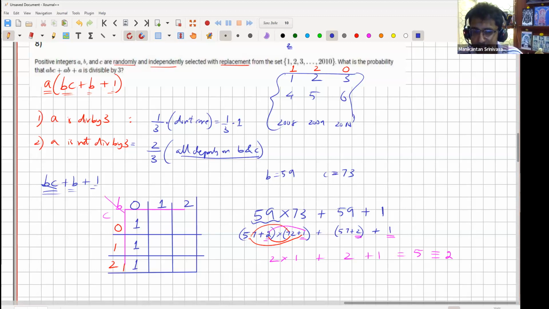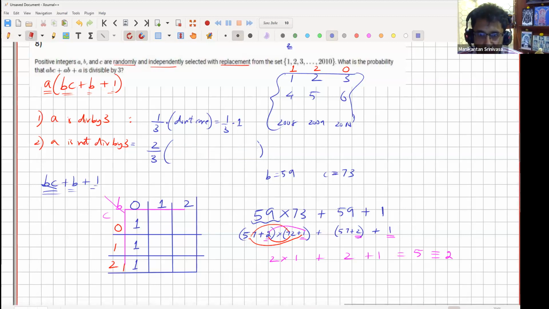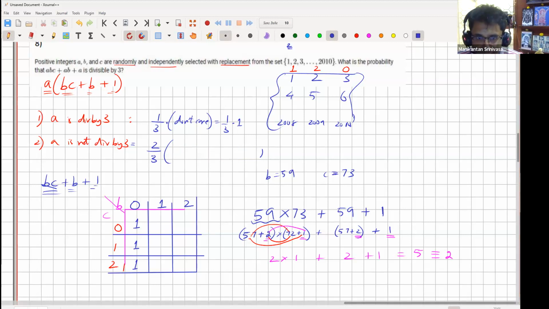Okay, what I'm trying to do is, there are only 9 possibilities. Of that, I'm looking at a fraction where the remainder is 0. That's my plan. So that's what I'll put here. The fraction of the 9 cells that I'm going to fill, what fraction of them are divisible by 3? Does it make sense? Are you able to connect it now?